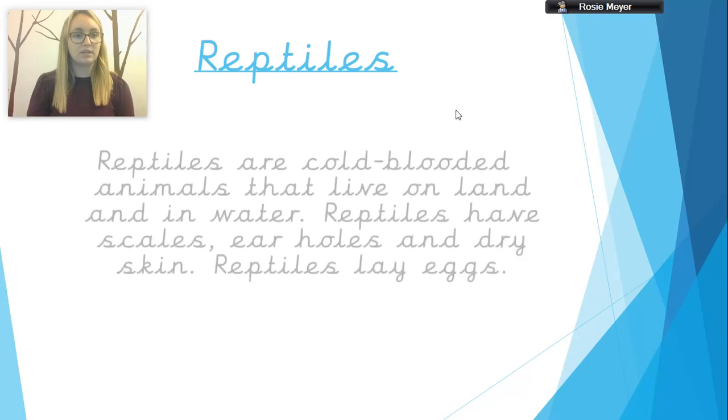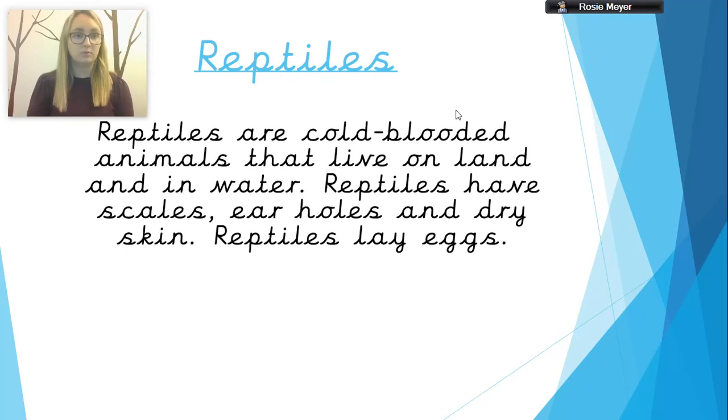Then we've got reptiles. Reptiles are cold-blooded animals again, so they like to lie in the sun to keep themselves warm. They can live on land and in water. Reptiles have scales, ear holes, so they don't have ears like ours where they stick out. They just have the hole on the side of their head. And they have dry skin. So that's the difference if you were holding an amphibian and a reptile, the amphibian would feel cold and wet and the reptile would be dry. And reptiles also lay eggs.